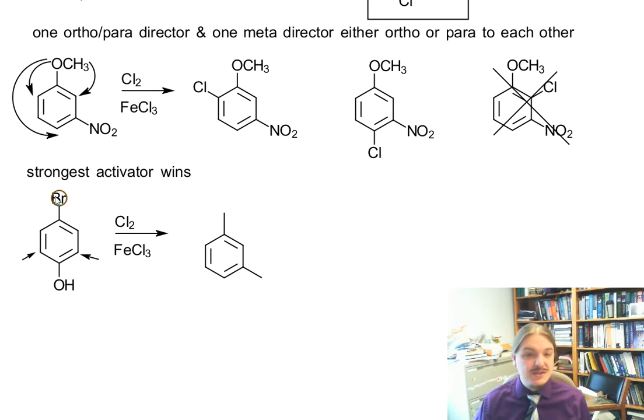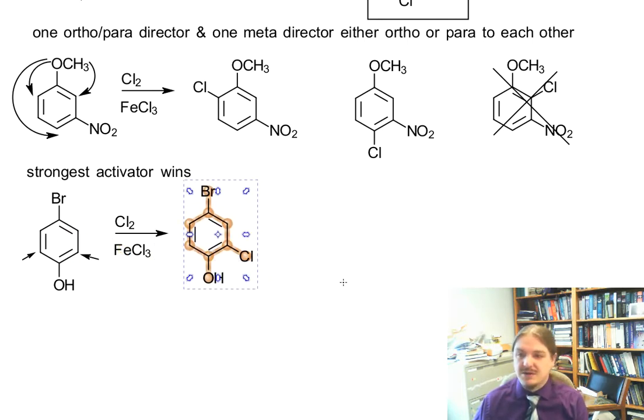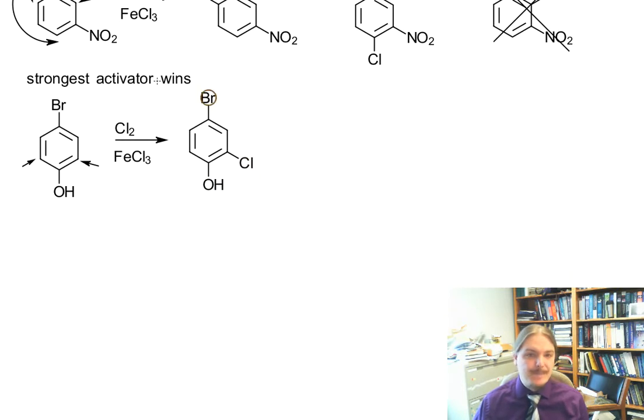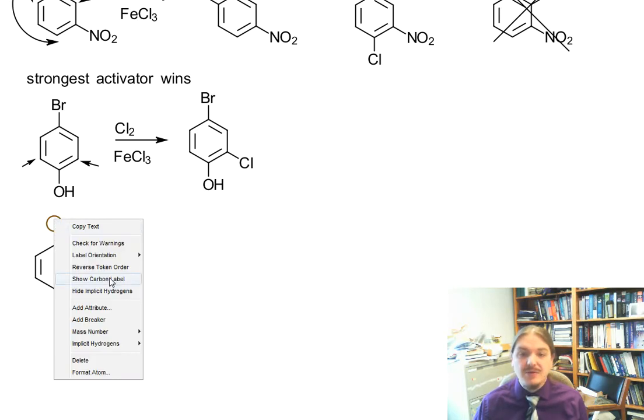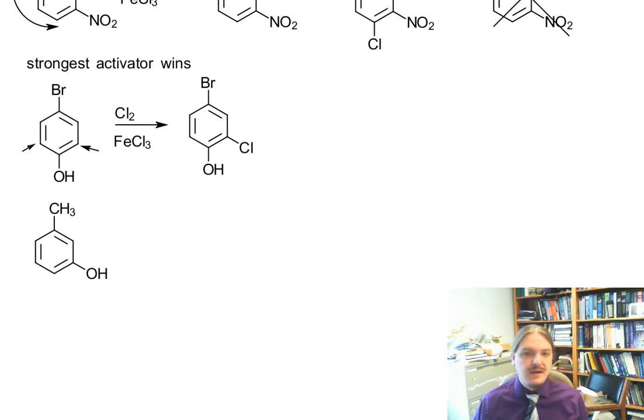Since the para position relative to the oxygen is blocked, we already have a bromine there, we're going to get chlorination ortho to the hydroxy group. All right. Let's do an example. We'll leave it as oxygen, but we're going to have a methyl group here.